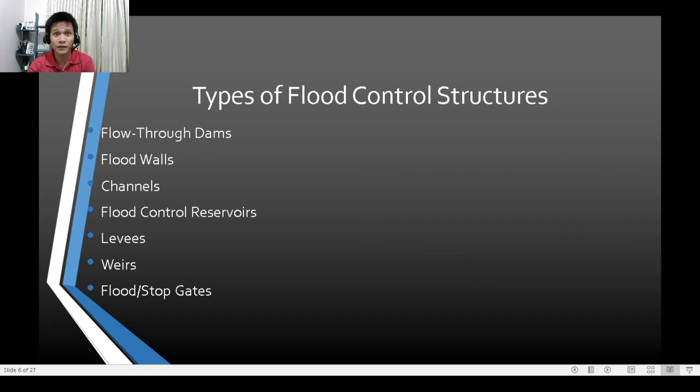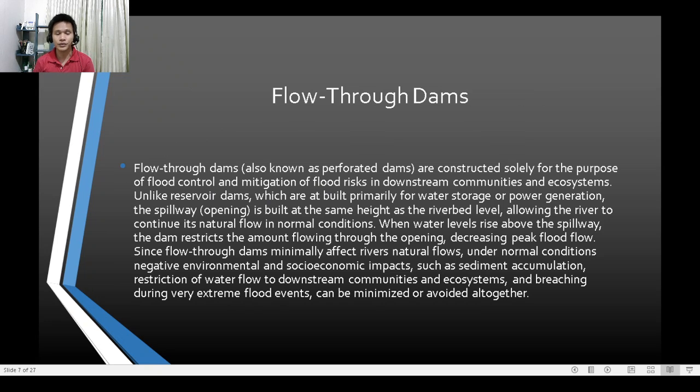So types of flood control structures are, first, we have flow through dams, flood walls, channels, flood control reservoirs, levees, weirs, and flood or stop gates. Flow through dams, also known as perforated dams, are constructed solely for the purpose of flood control and mitigation of flood risk in downstream communities and ecosystems.